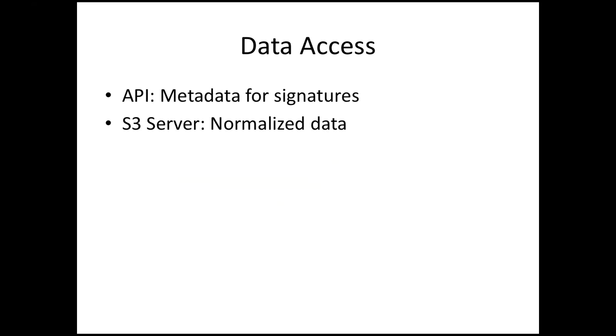There are two different ways that you can access the data. One is through the API, where you can get the metadata of a signature, like the concentration, time point, which cell line the particular signature is, and all of that information. And there is an S3 server where you get all the signatures, all the Z scores. Level 4 is signatures, which you get from the API, and level 3, the normalized data, which you get from the S3 server.